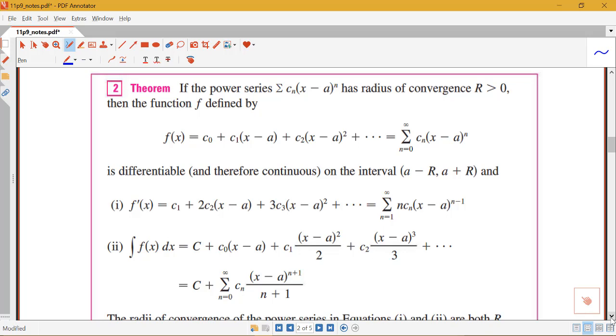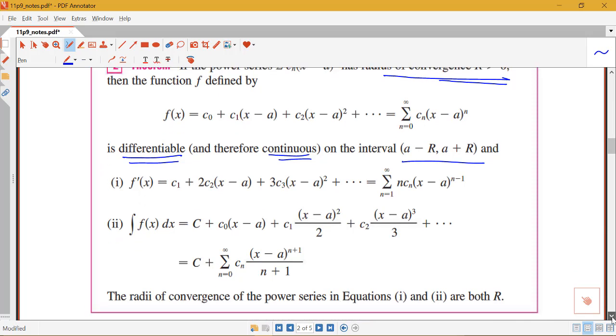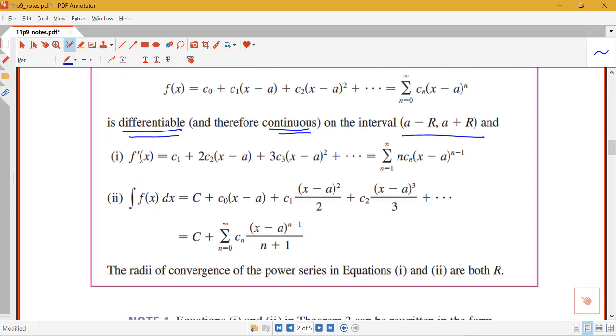So this theorem just says that if we have a power series that has a non-zero radius of convergence, so that means that it converges beyond just being convergent at the center. We have some interval around the center where the power series converges. Then that means that our function that's equal to that power series is differentiable, which means it's also continuous on this interval around the center of our power series, and this is saying that the derivative of our function is equal to the derivative term by term of our series.